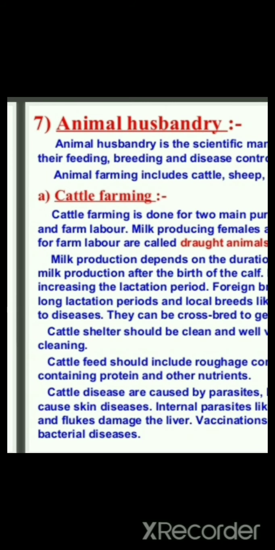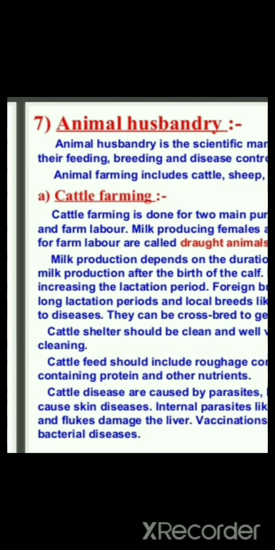Cattle diseases are caused by parasites, bacteria, and viruses. External parasites cause skin disease. Internal parasites like worms affect their stomach and intestines, and a fluke can damage their liver. Vaccinations are given to protect from viral and bacterial diseases.